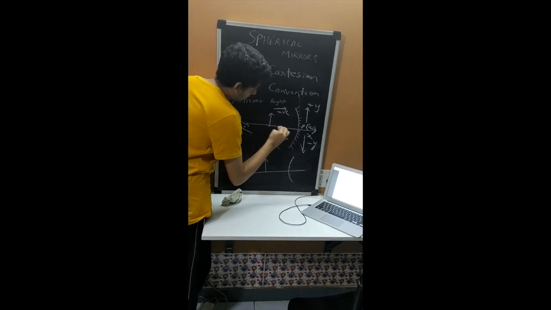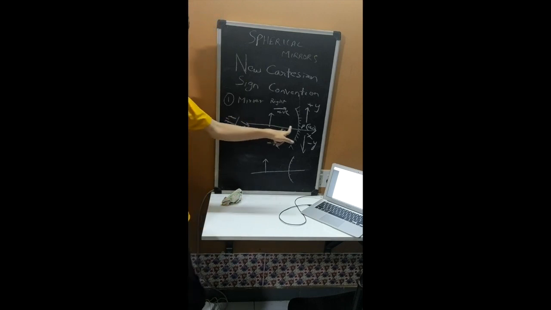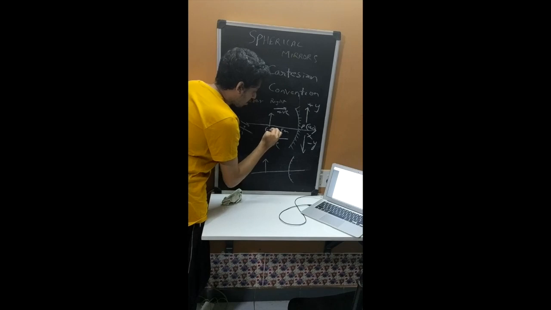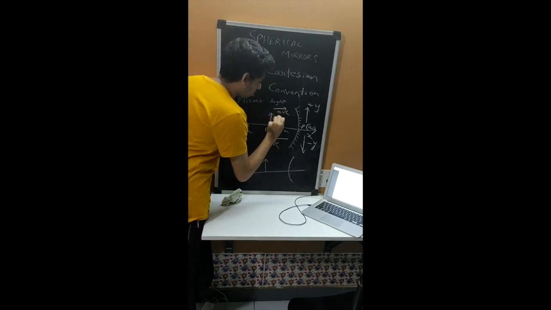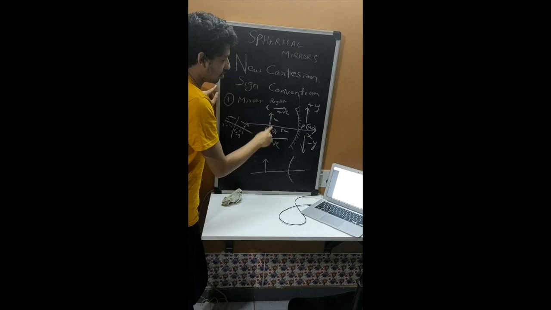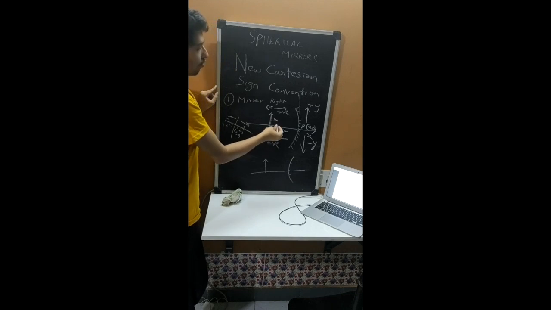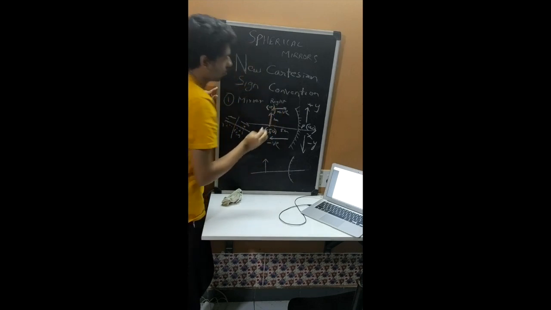If this point is 5 meters from the mirror, what will be its coordinate? It is in the negative direction, along the x direction. So the x coordinate will be minus 5, and the y coordinate is 0. Correct? If the height of the object is 1 meter, what will this point be? The x coordinate will be the same, minus 5 only. But the y coordinate is upward, so plus. So minus 5 comma plus 1.